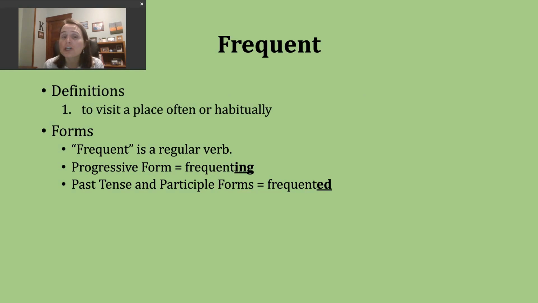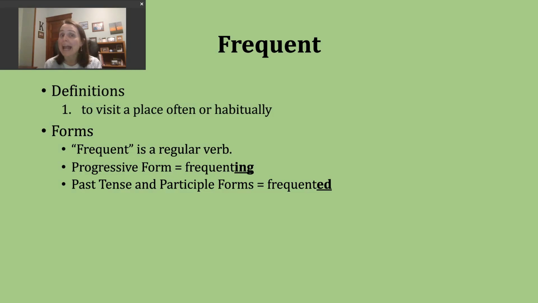For now, you should know that frequent is a regular verb. If you want to make the progressive form of this verb, all you need to do is add ing, and that forms frequenting. The past tense and the participle form of our verb can be made by adding ed. Our base verb, frequent, ends in a T sound.